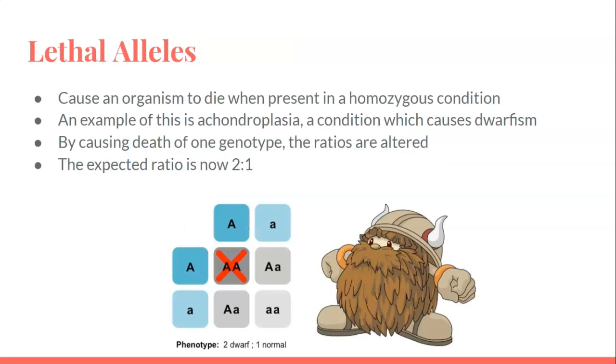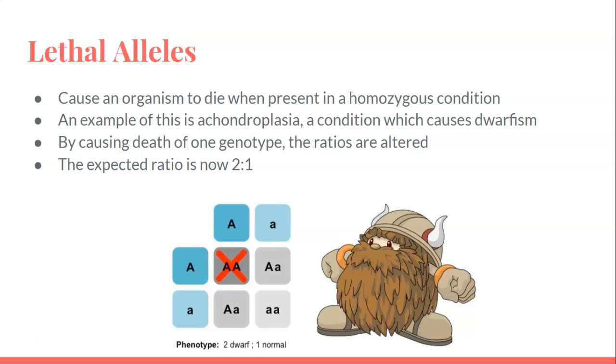Now, lethal alleles is another category. When you have the genotype from a lethal allele, it can cause an organism to die. It's present when it's in a homozygous condition. So if you're heterozygous, it does not cause you to die, only when you're homozygous. Because of this, heterozygotes are able to carry this faulty allele, and you have the ability to pass on this lethal allele because heterozygotes have it but don't show it.